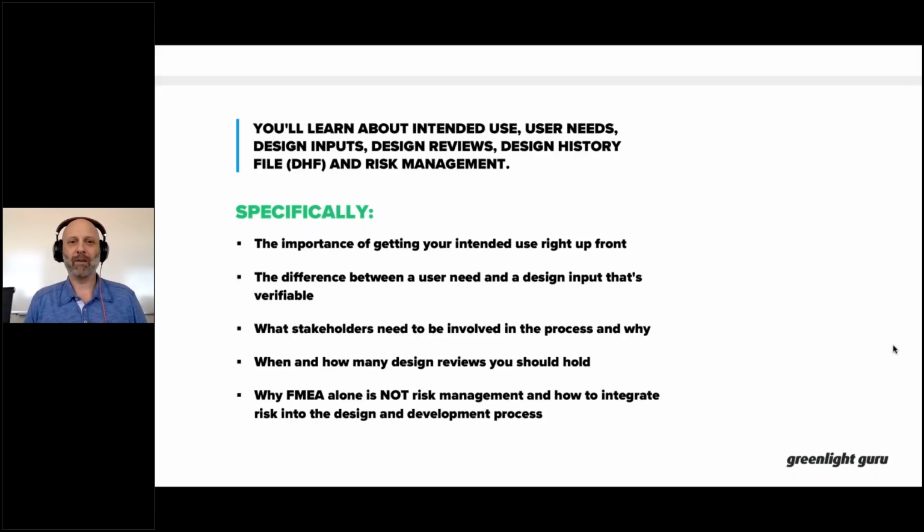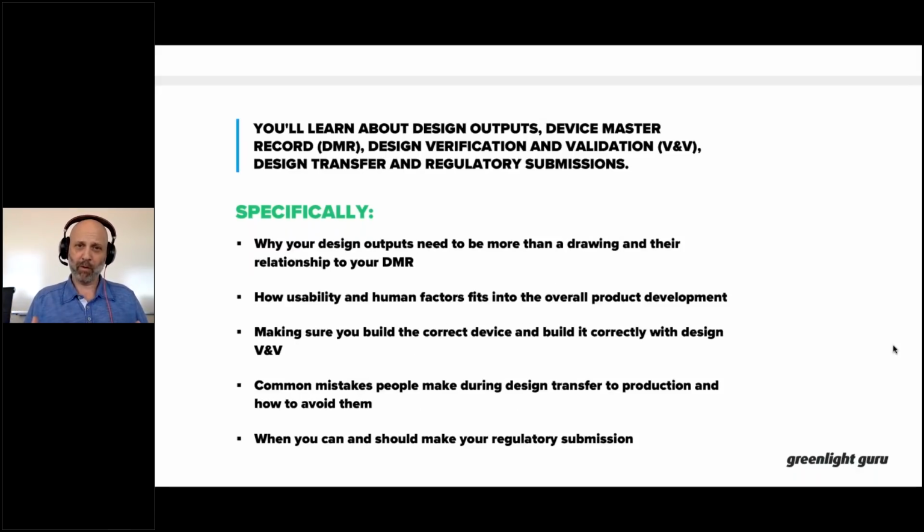We're also going to talk about how that intended use translates into user needs and into design inputs, and how risk becomes a factor in this process. I also want to spend a little bit of time going through what risk should be and how we need to evolve into more of an ISO 14971 style of approach rather than just relying solely on FMEA. I'm also going to dive into design outputs and how that relates to device master records, what is verification versus validation, and how we get into design transfer as well.